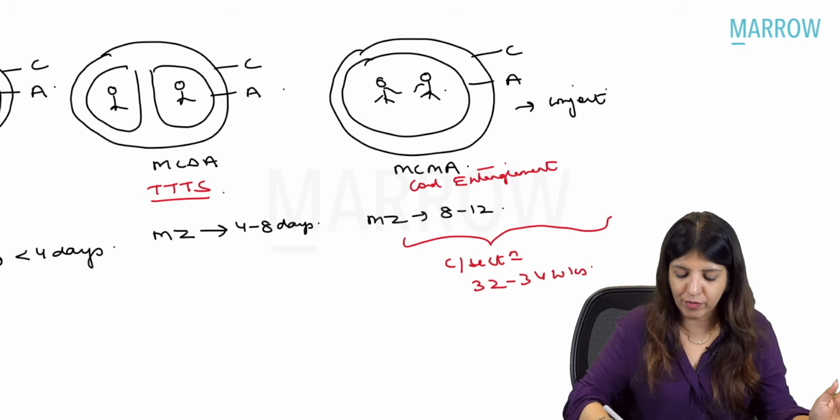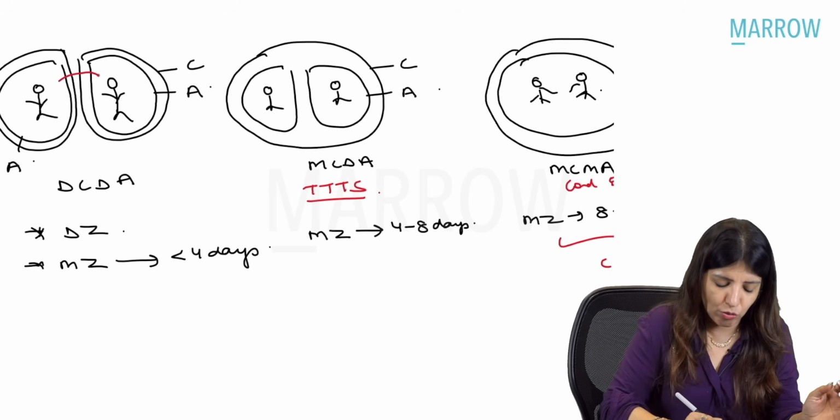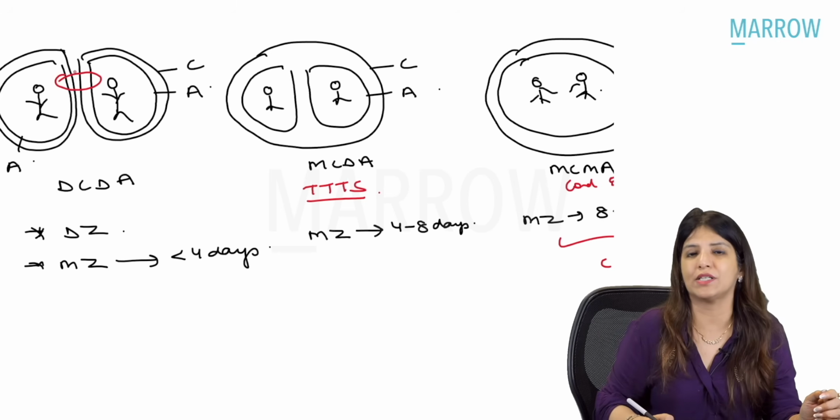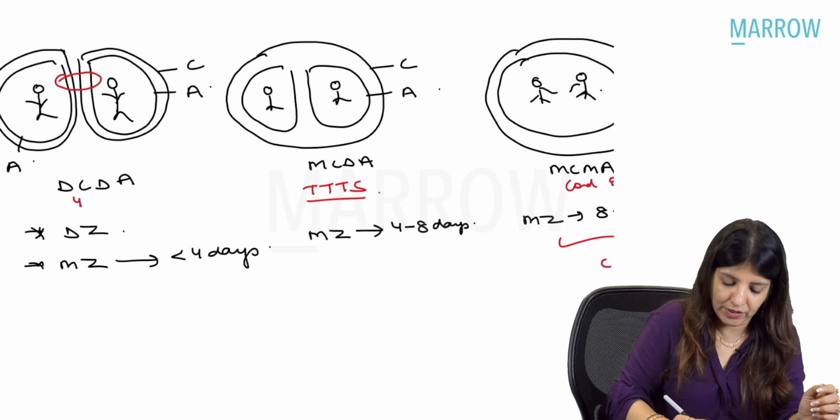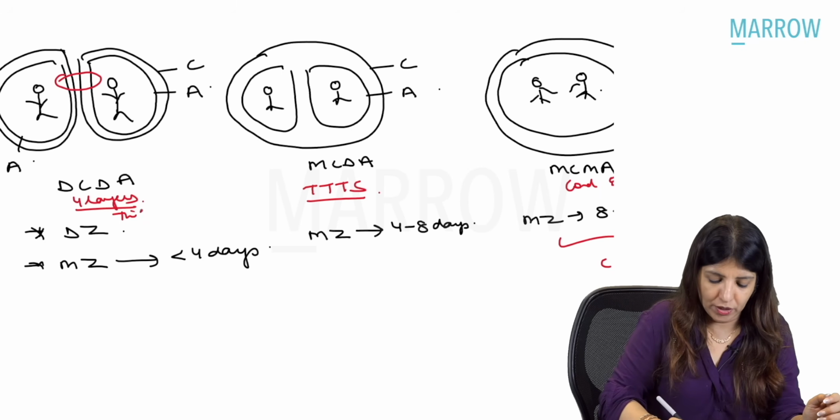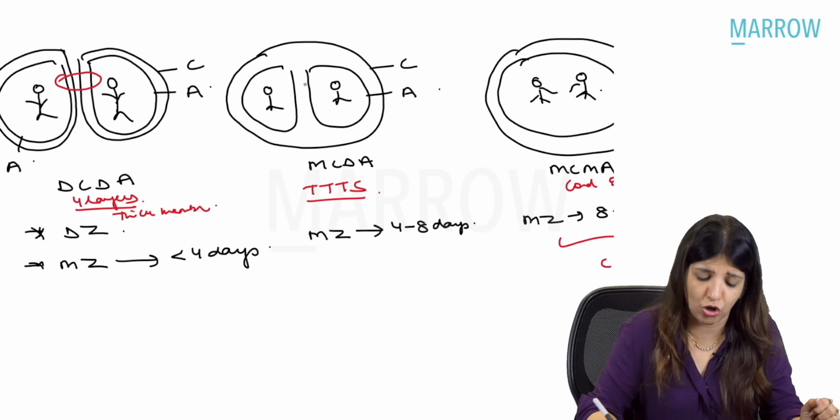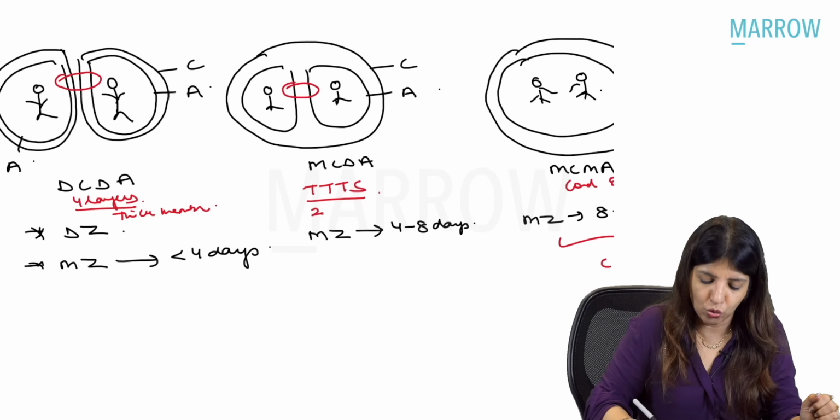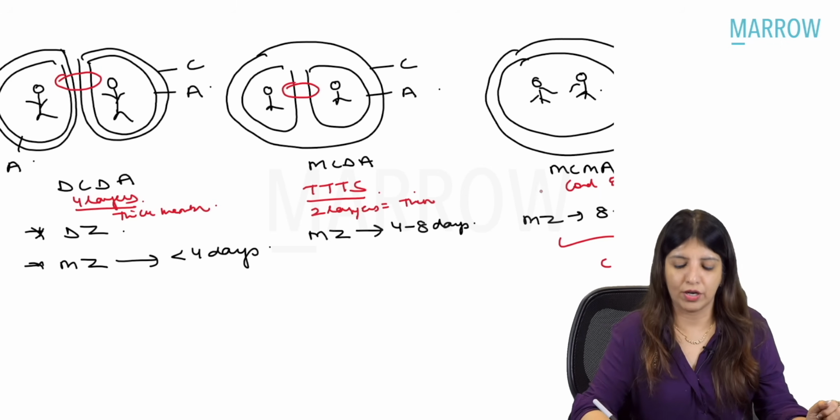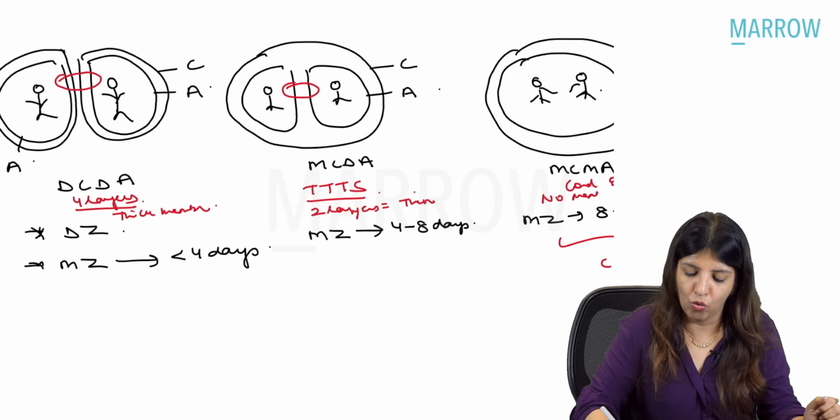Now, why I have made you draw these diagrams is I want all of you to see how many layers of membranes are present between the twins. In dichorionic, diamniotic, there are 4 layers of membranes. In other words, they are thick membranes. In case of monochorionic diamniotic, there are 2 layers of membranes. In other words, they are thin membranes. And in monochorionic monoamniotic, there is no membrane.